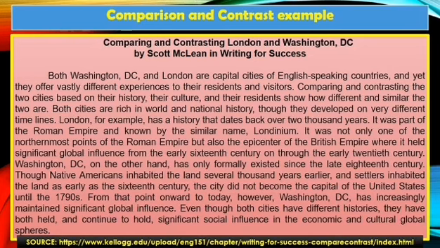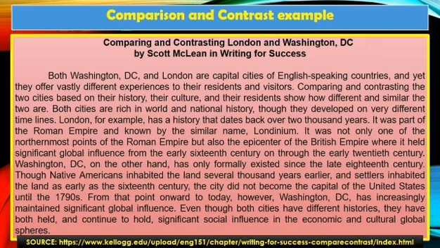It was part of the Roman Empire and known by the similar name Londinium. It was not only one of the northernmost points of the Roman Empire, but also the epicenter of the British Empire, where it held significant global influence from the early 16th century on through the early 20th century.